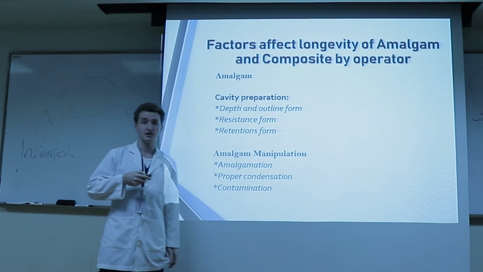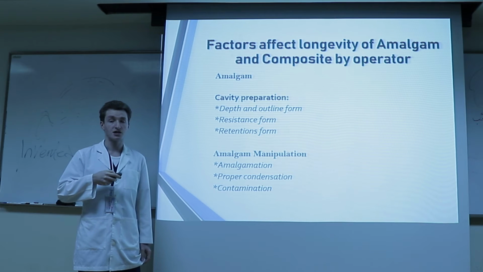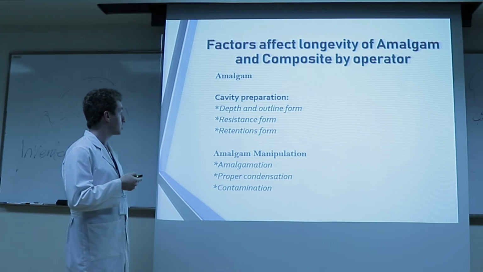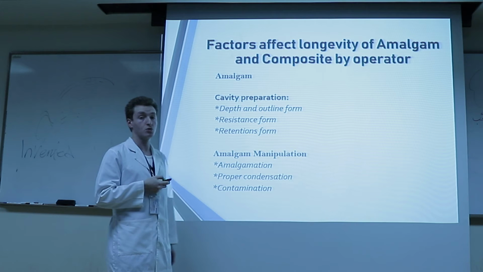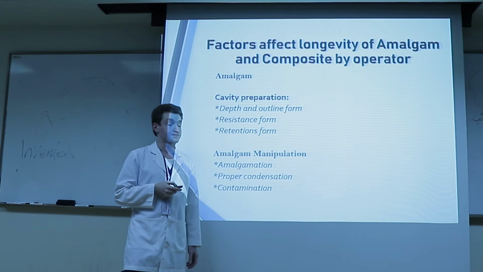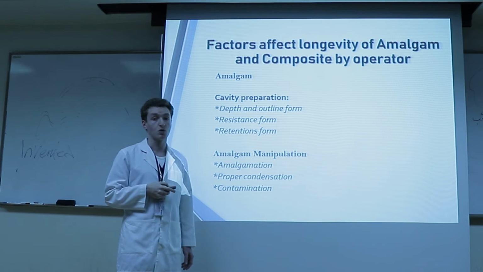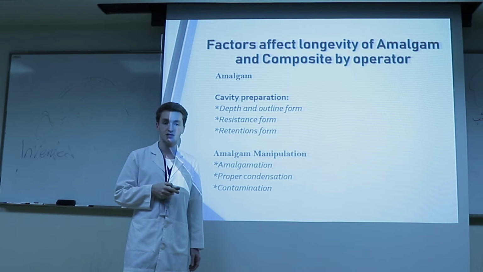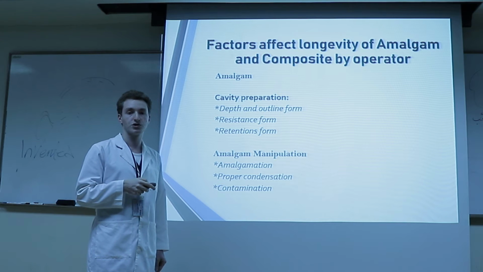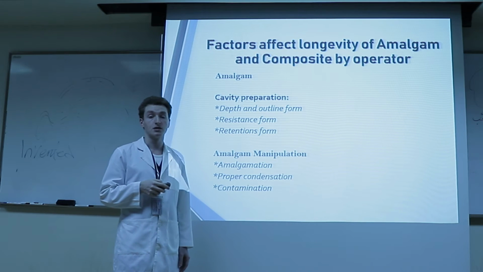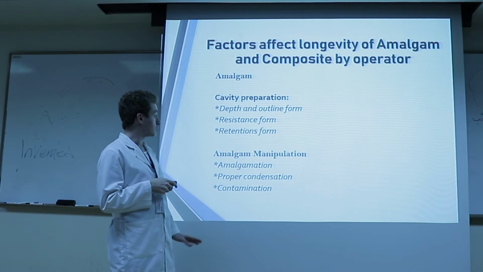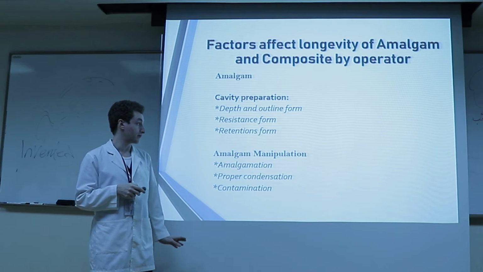About the depth and outline form, depth should be a minimum of 1.5 to 2 millimeters from the cavosurface margin. About the resistance form, the ideal buccolingual width is one quarter of the intercuspal distance, and it shouldn't be increased more than 2 millimeters. If it's increased, it will lead to fracture of the tooth and loss of resistance form, and the tooth will be weakened. So capping is more important to be applied. About the retention form, we should make an undercut in the cavity to provide retention.